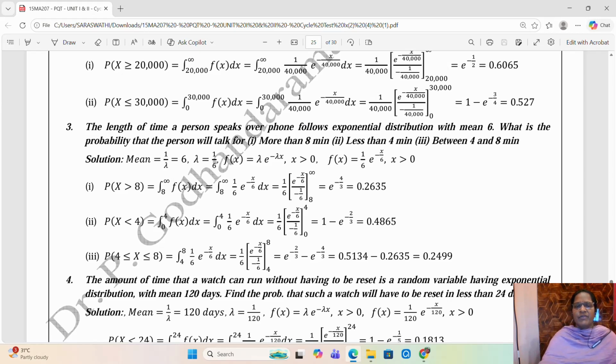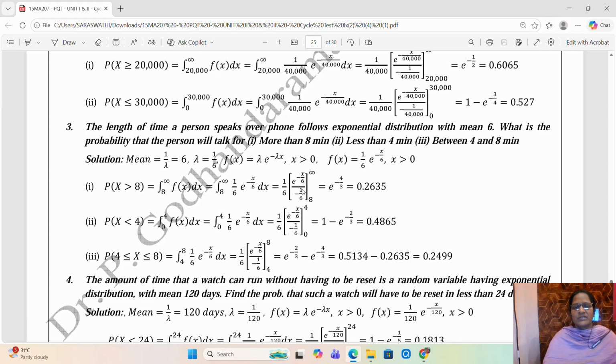And the PDF of the exponential distribution f of x is equal to lambda into e power minus lambda x, where x is greater than or equal to 0. So here lambda is equal to 1 by 6, so 1 by 6 into e to the power minus x by 6, where x is greater than 0. The first one is more than 8 minutes, so x greater than 8. So the integral from 8 to infinity of f of x into dx, where f of x is 1 by 6 into e to the power minus x by 6.